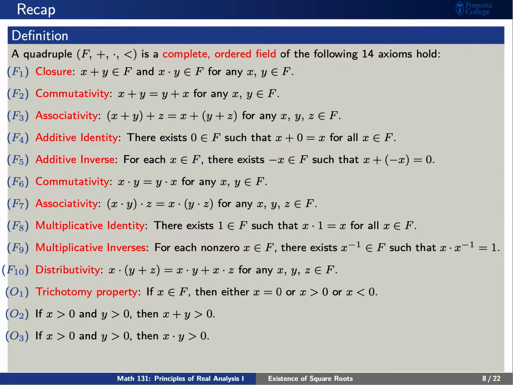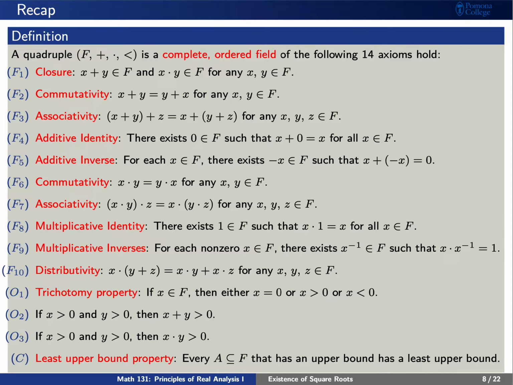The most important of these is probably the trichotomy property. That is, given an element x, either x is 0, x is positive, or x is negative. And then finally, we have a property that explains that our field is complete. It's also called the least upper bound property. Given any non-empty subset A of our set F that has an upper bound, it must have a least upper bound.